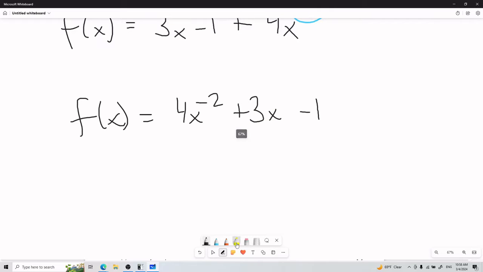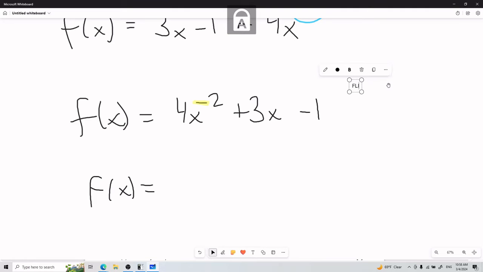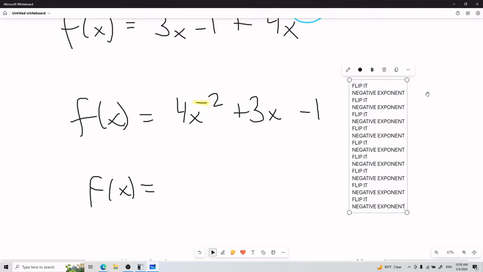And what does the negative exponent do? What it does intuitively is that you are technically going to flip it. And so a negative exponent means that you flip it. So never ever forget that. You flip it with a negative exponent, okay?